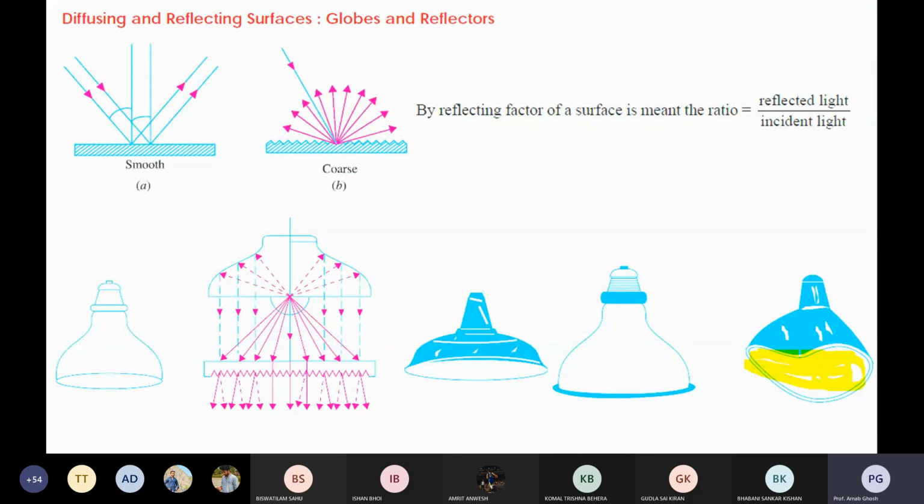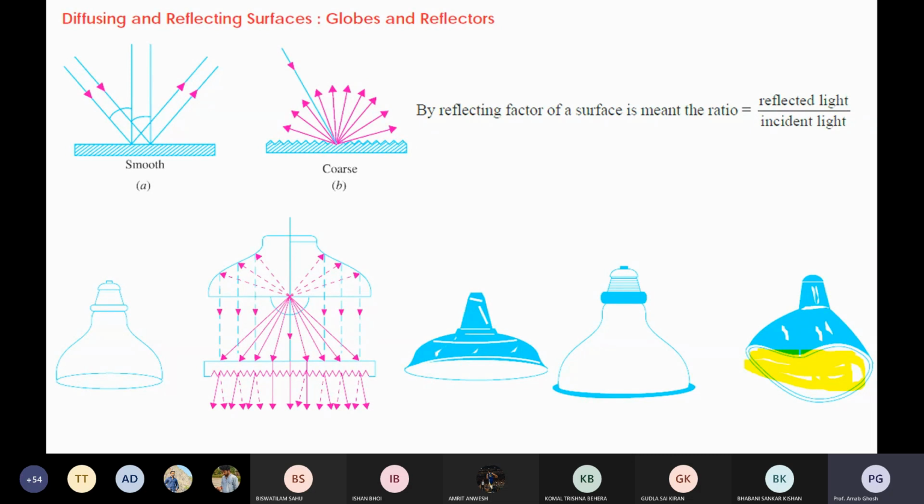Okay, so the light is not entering the surface. That is your preliminary prerequisite. Two types of surface may be observed: one is smooth, another is uneven surface. Okay, so for the smooth surface, you can see it here.